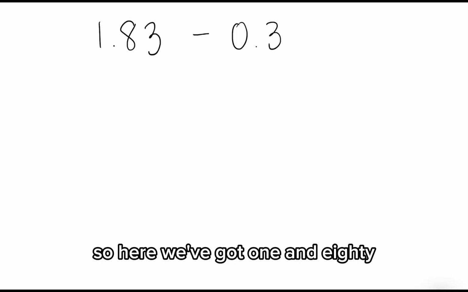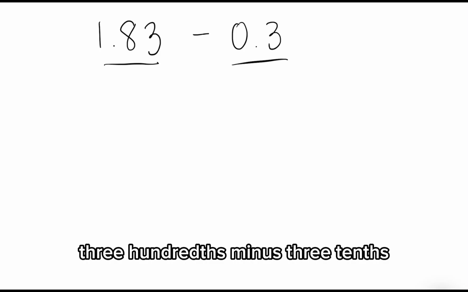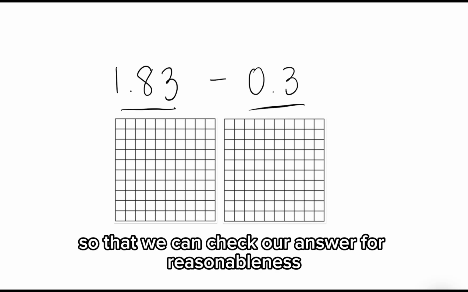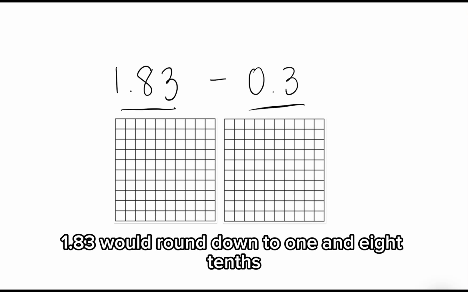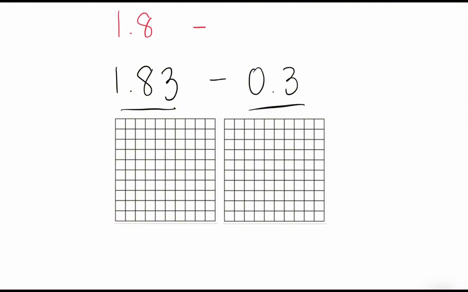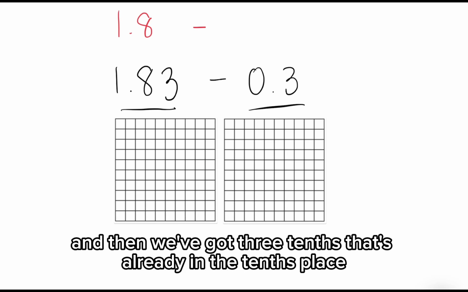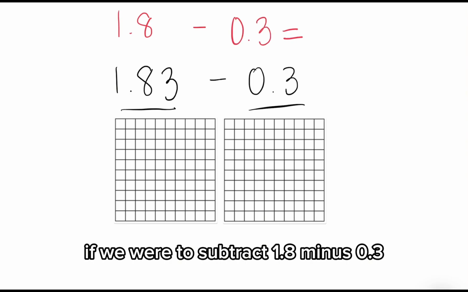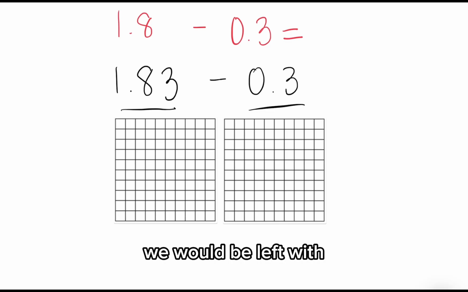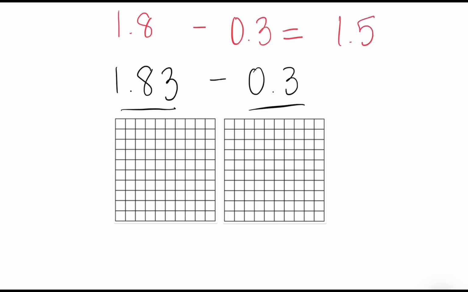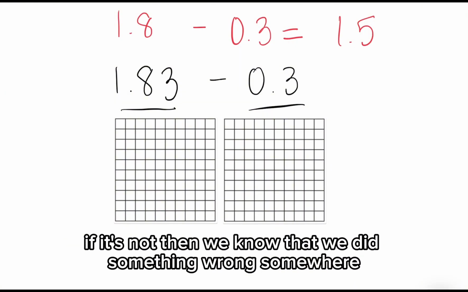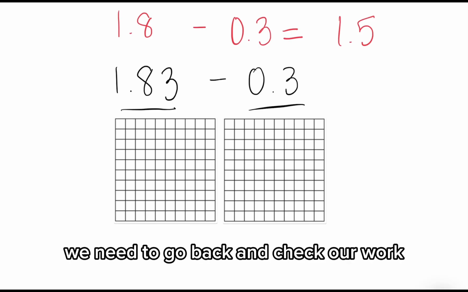So here we've got 1 and 83 hundredths minus 3/10. First, let's go ahead and estimate so that we can check our answer for reasonableness. 1 and 83 hundredths would round down to 1 and 8/10. And then we've got 3/10 that's already in the tenths place. We're going to leave it like that. If we were to subtract 1 and 8/10 minus 3/10, we would be left with 1 and 5/10, so that's somewhere around where our answer should be. If it's not, then we know that we did something wrong somewhere. We need to go back and check our work.